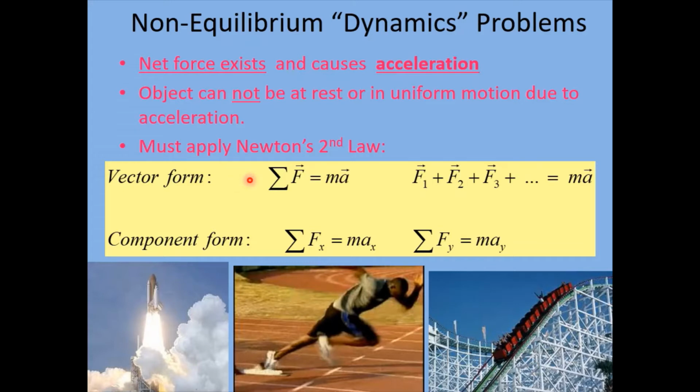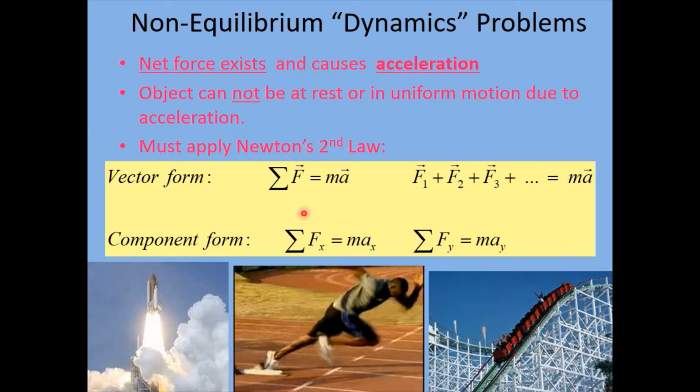Remember that Newton's second law is net force is equal to m times a. We can write this in summation form as a vector addition of all the forces. That is our net force, and that's equal to the mass times the acceleration. This is written out over here where we see all the vector forces that are present in the problem have to all be added together to give us the mass times acceleration.